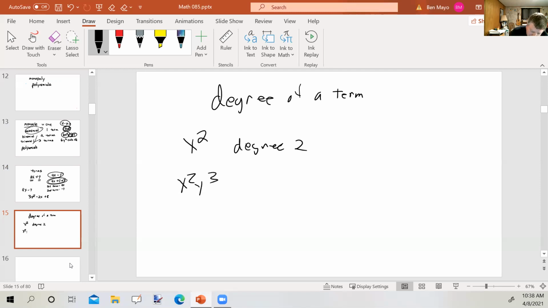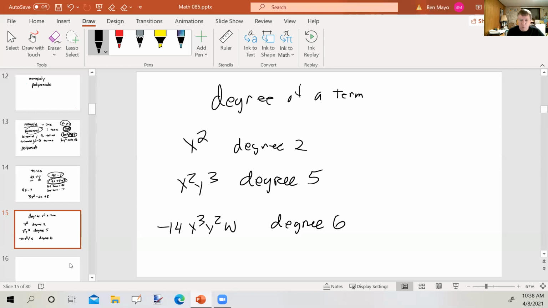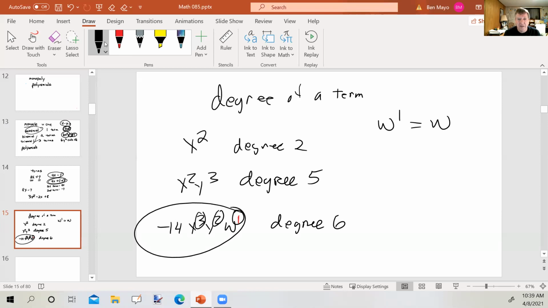X squared y cubed is a term of degree 5. Negative 14x cubed y squared w is a term of degree 6. Now, where did I get the 6? Recall, when there is no exponent written on a variable, it is an implied 1, because w to the 1 power is equal to w. So we've got 3 plus 2 plus 1. So that term is degree 6.